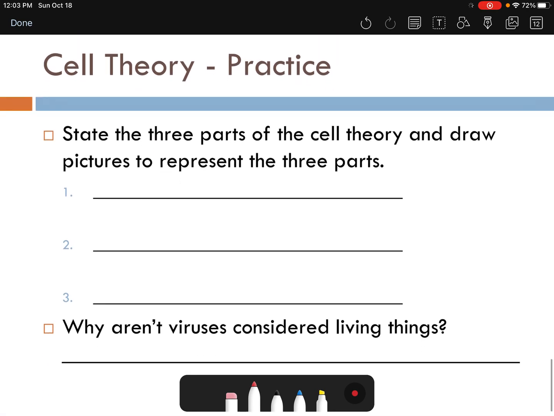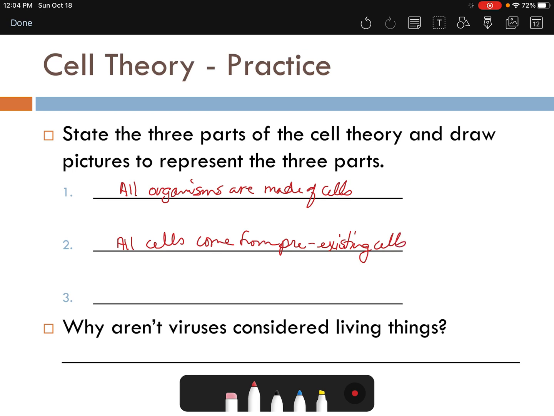And then do you remember the three parts of the cell theory? All organisms are made of cells. All cells come from pre-existing cells. And we'll talk about cell division in a later unit, but all cells have to come from already existing cells. And the cell is the most basic unit of life.